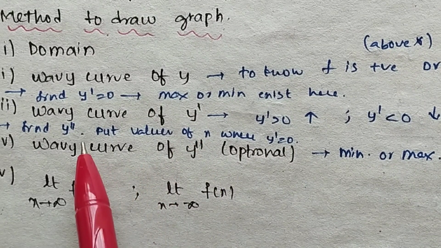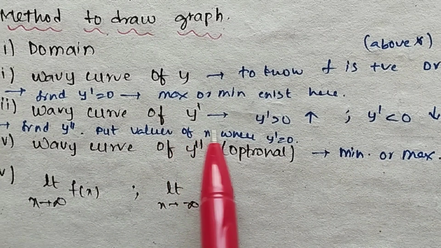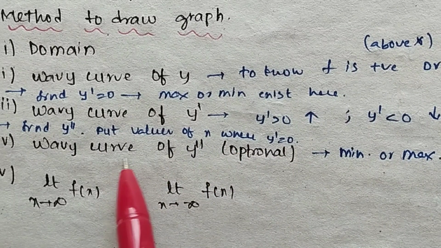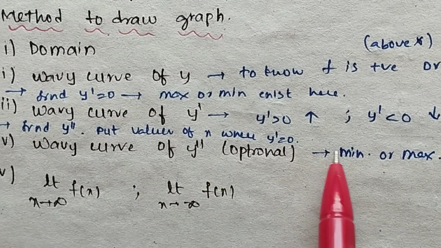Next, we have to find the double derivative of the function. Using the double derivative, we can tell if the function is concave up or concave down. So again, by drawing the wavy curve of the double derivative of the function, we can find if it opens up or down.